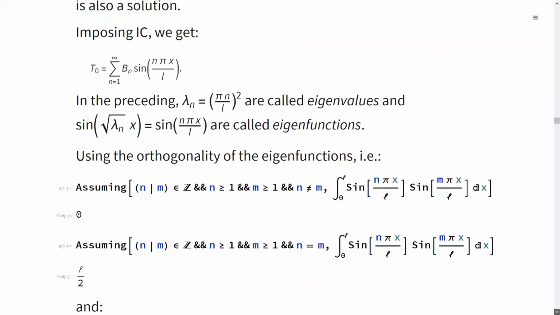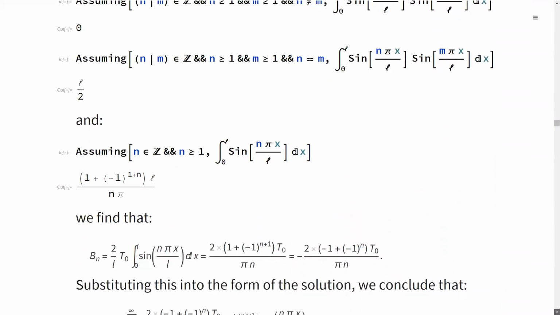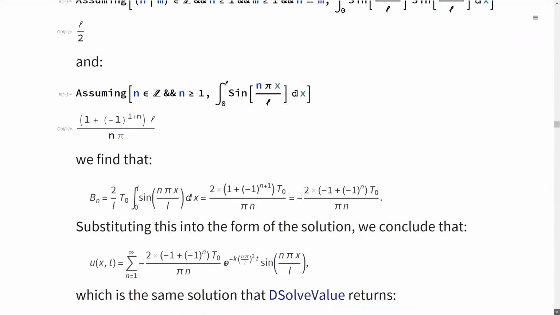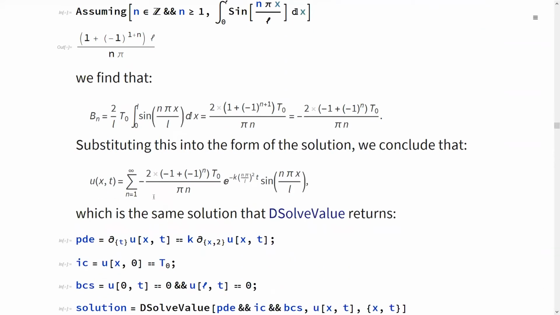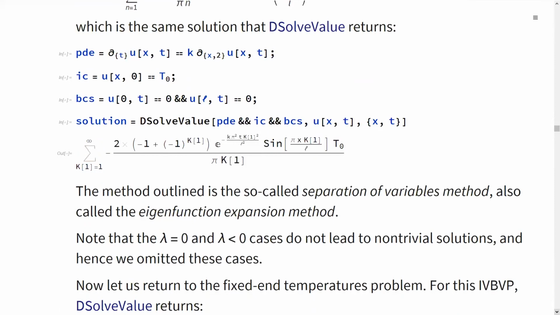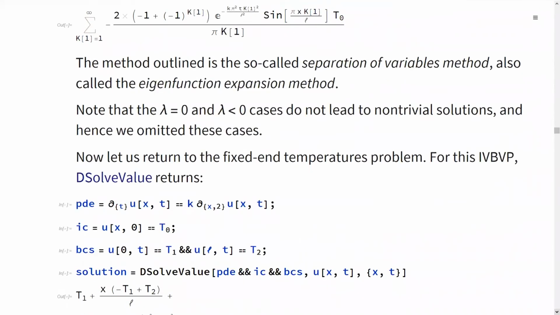And using the orthogonality of the eigenfunctions and using the result of this integral, we find that Bn equals this. Here's the Bn. So if we substitute this Bn into the summation, we get this solution for u. And this is the same solution that this solve returns over here. The method outlined is the so-called separation of variables method, also called the eigenfunction expansion method.